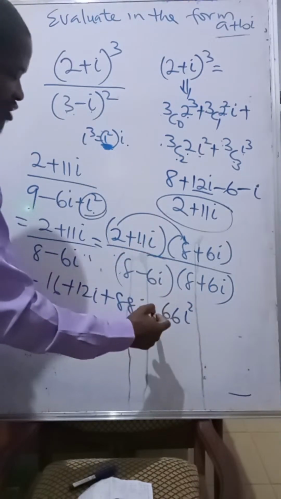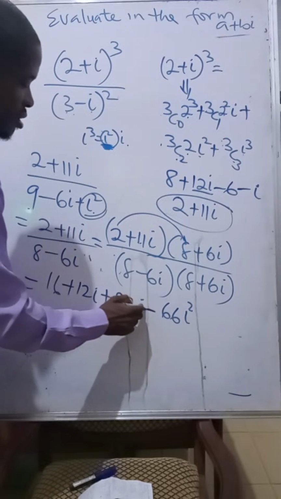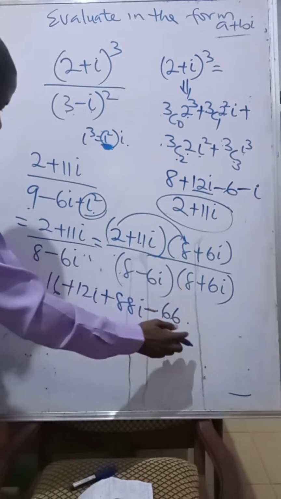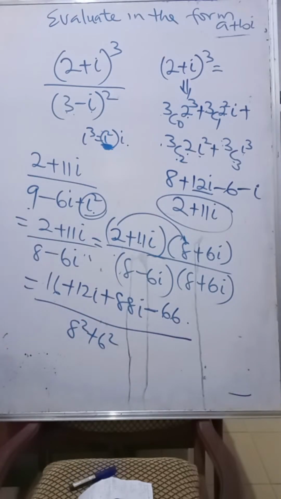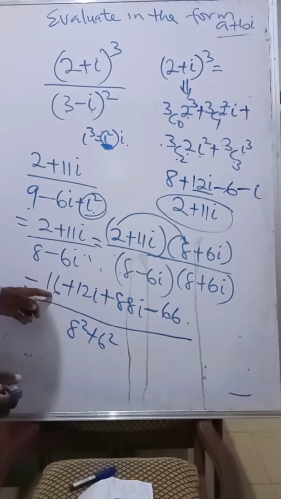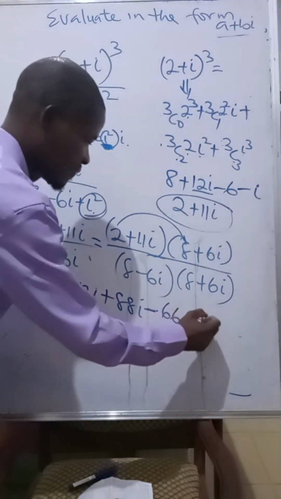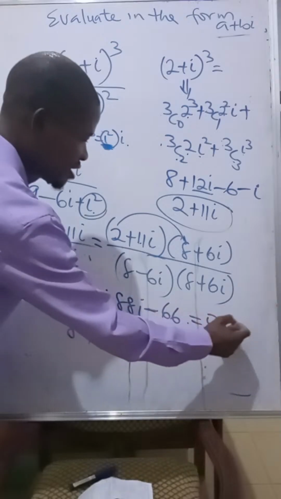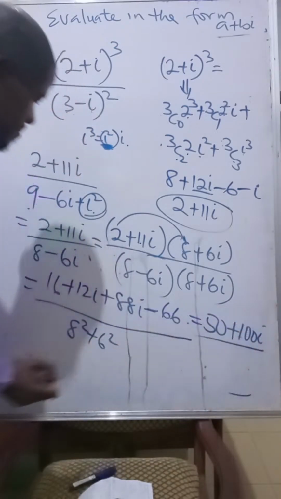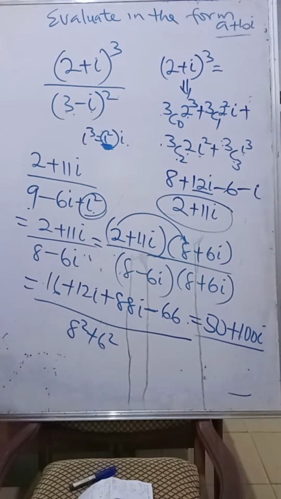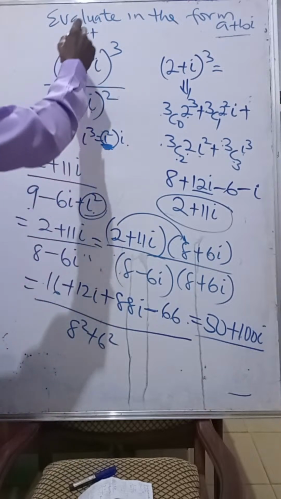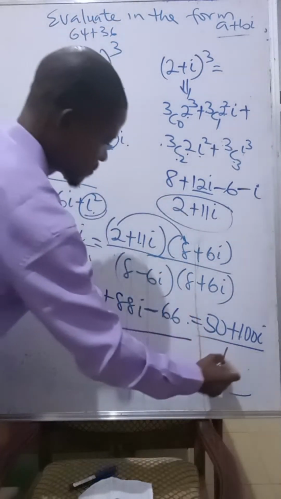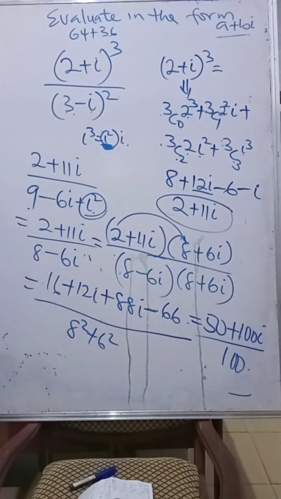Okay, so I can change what? I can change this one to minus. And then this I will cancel. Okay, all over, this will be 8 squared plus 6 squared. Okay, so 16 minus 66, that's a minus 50. Then this will be plus 100i all over this one, 8 squared, that's 64. 6 squared, that's what? 36, making 100. So that's what we have there.